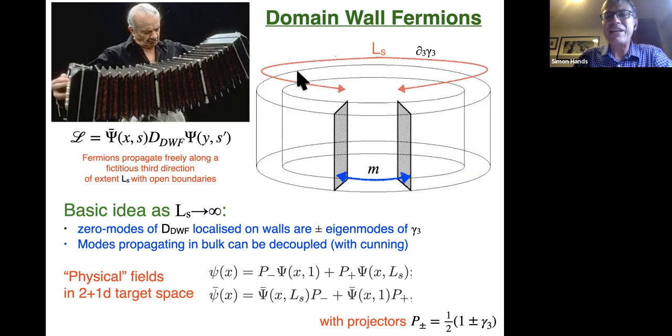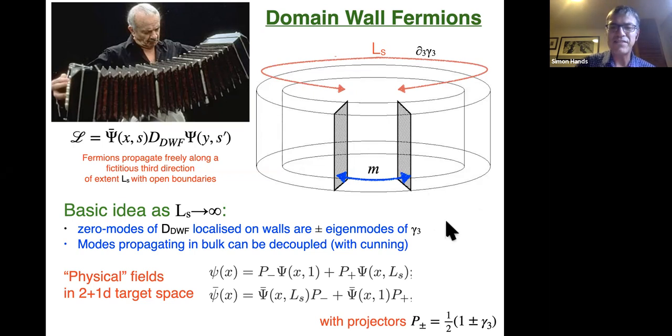And I've drawn it kind of curled up in a circle just to get it on the page. So the fermions, as well as propagating in 2+1 dimensions, propagate in a third unphysical dimension with a kinetic term d3 gamma 3. Space-time has open boundary conditions. So there are two what are called domain walls. They have a separation L_s, which I've drawn as a curved line here. And the way this works is that there are approximate zero modes or near zero modes of the Dirac operator, which are localized on the domain walls.